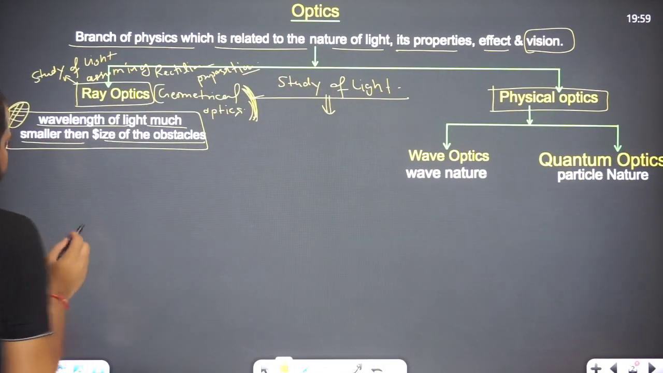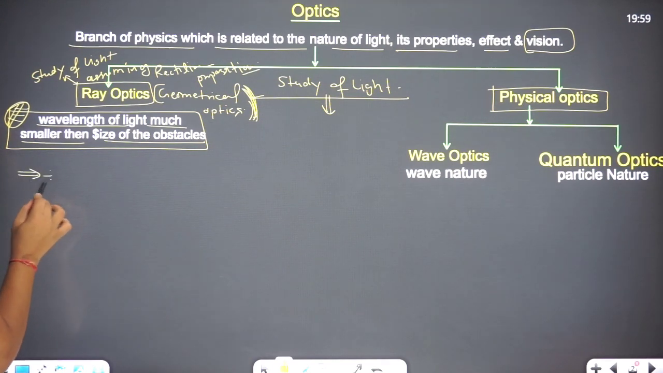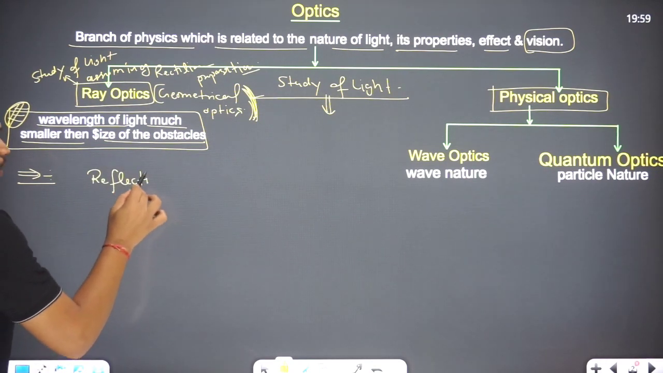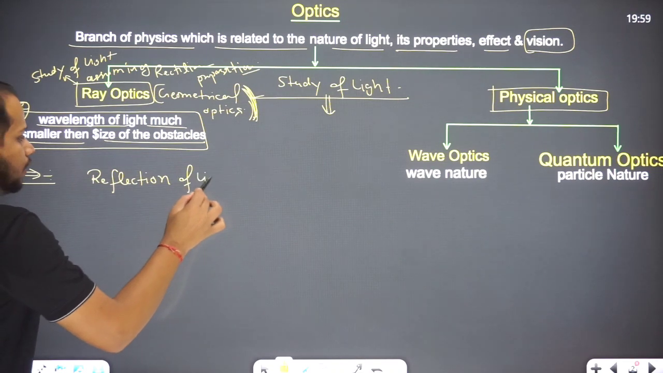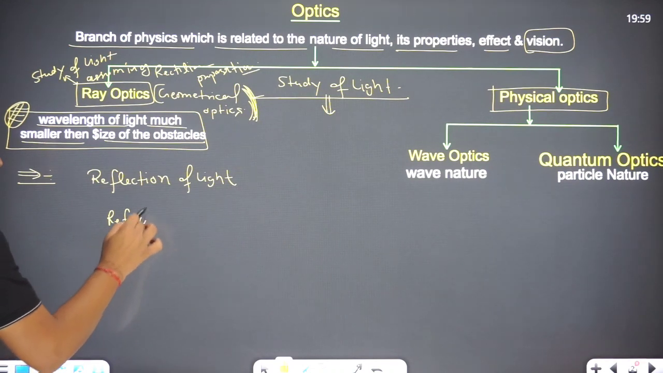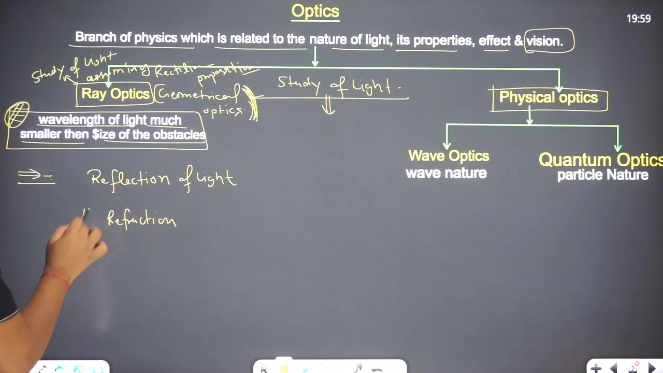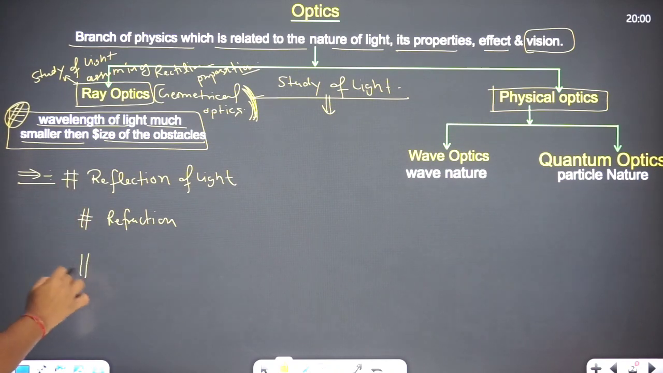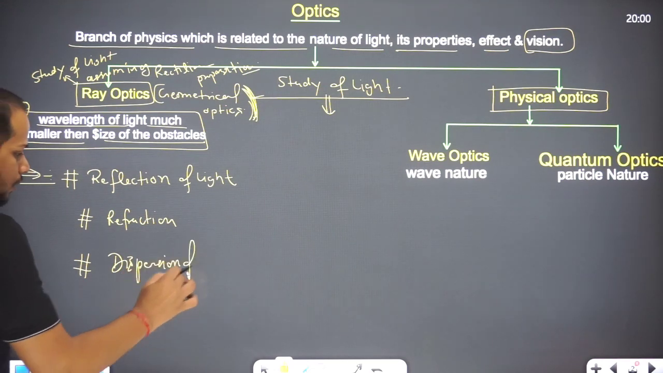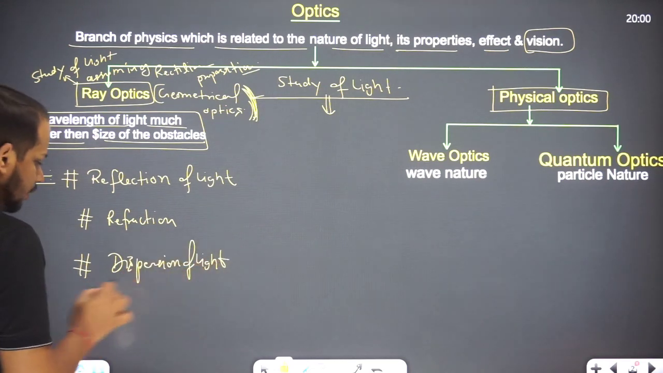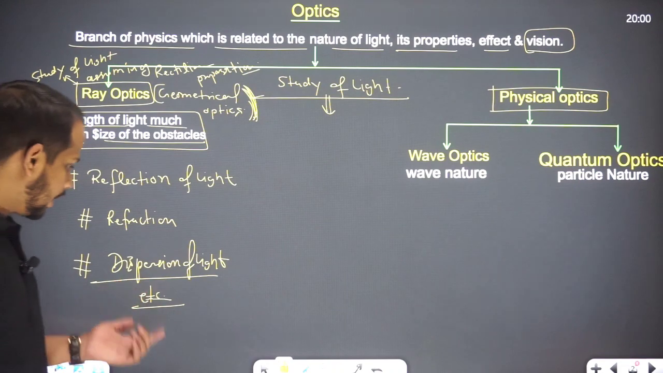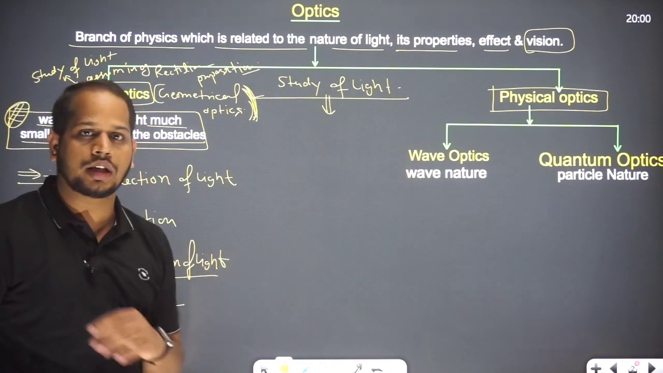So what do we have to cover in this one? We have to cover the basic properties of light: reflection of light. Next we will cover refraction, and then dispersion of light. We will cover all these things in this. There will be some more things, like scattering, but scattering in detail we will discuss in wave optics, right?